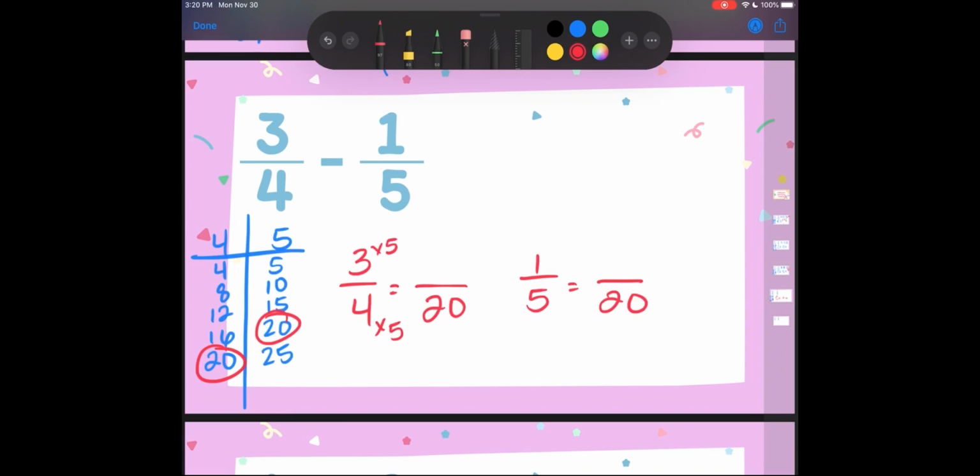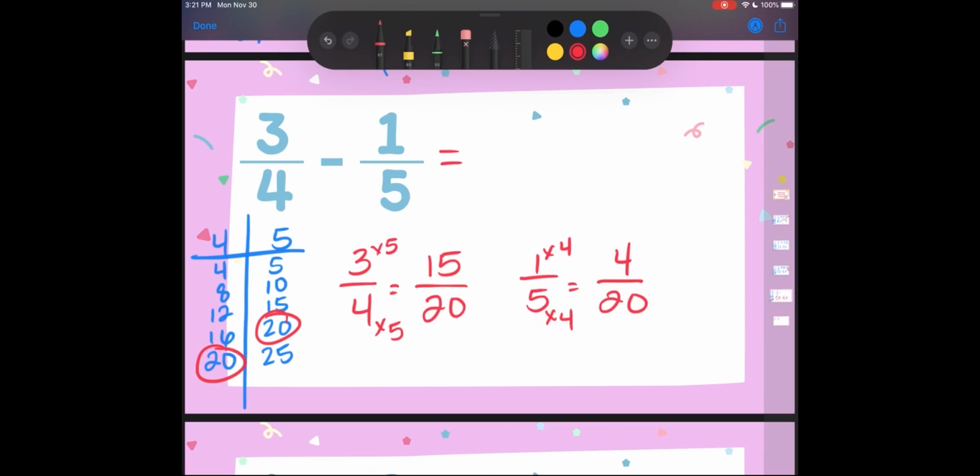And now we can find our equivalent fractions. Well, to go from 4 to 20, I have to multiply by 5. So I'll do 3 times 5 to get my new numerator. 3 times 5 is 15. To go from 5 to 20, 5 times 4 is 20, right? So to keep it equivalent, I have to do 1 times 4 to get my new numerator. 1 times 4 is 4.